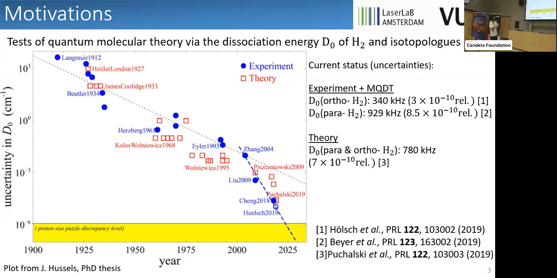And as was shown this morning, we're approaching the level at which the uncertainty in D0 would allow for the determination of the proton charge radius with an uncertainty that's smaller than the discrepancy that started the proton charge radius puzzle.